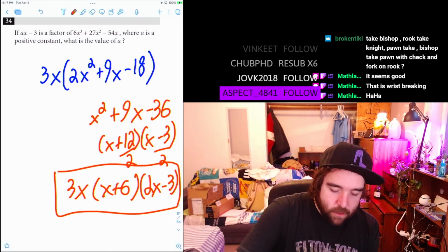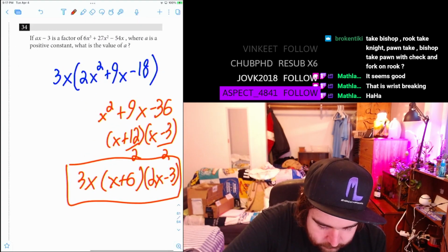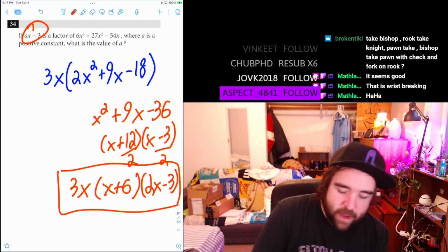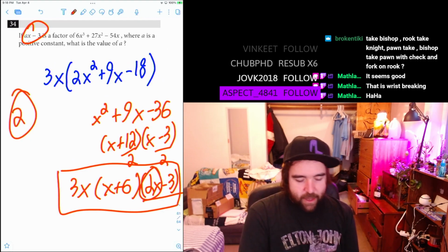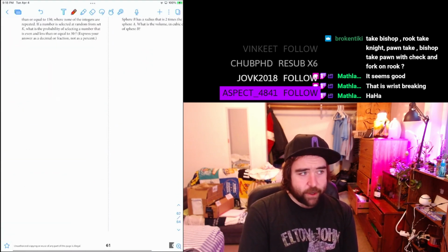So what are we looking for here? Oh, yeah, one of the factors is ax minus 3. So we're looking for that one. So a is 2. Very good.